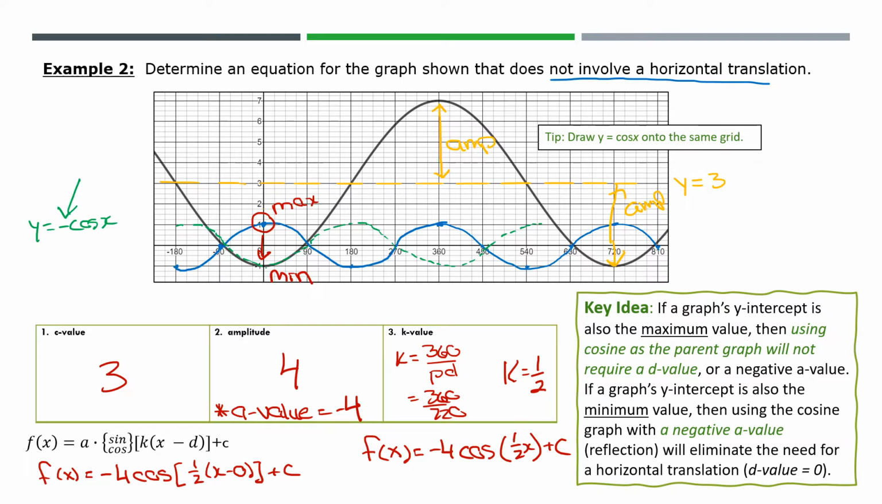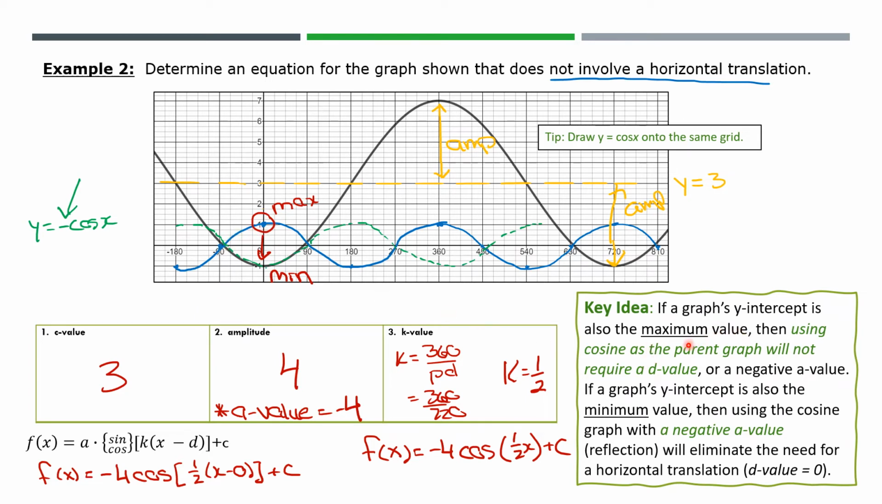So the really important thing to get from this example is that if the graph you're doing has a maximum or a minimum on the y-axis, you should use cos for your equation. You get to choose, right? If it's just a sinusoidal equation, I can use sine or cos. If I have a max or a min on the y-axis, it's really easy to use cos because the parent graph already has a max there.